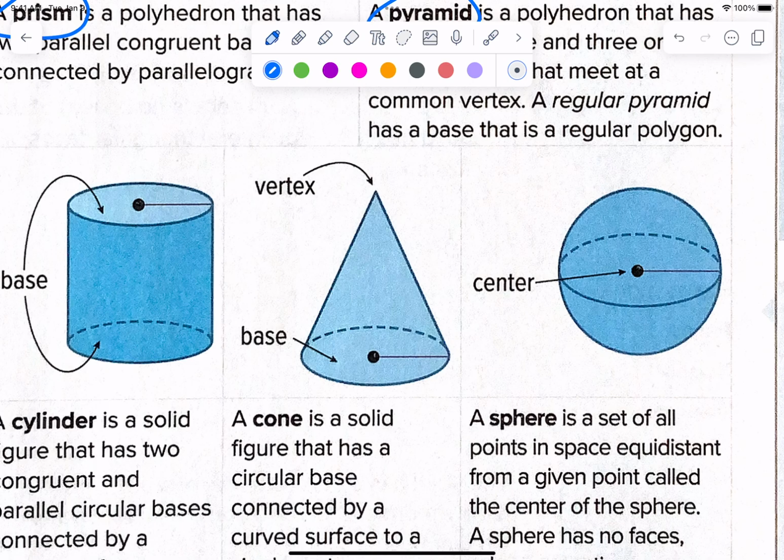This box, I have all my shapes in here. We're going to name these shapes. All right, here we go. What is this thing?